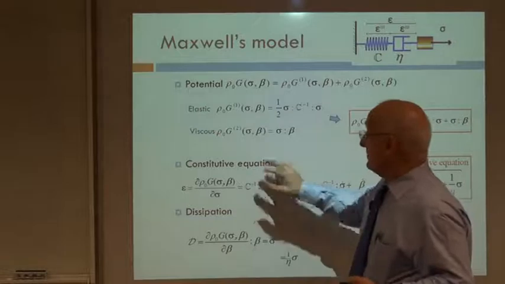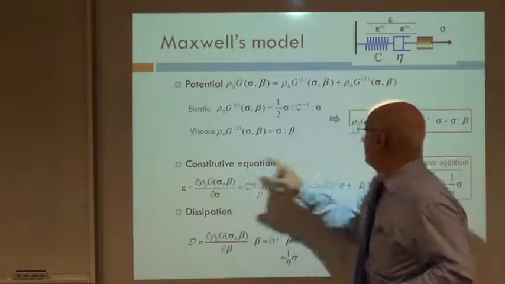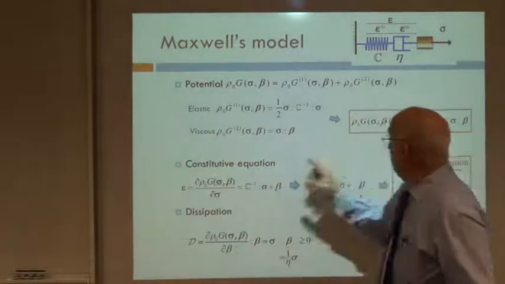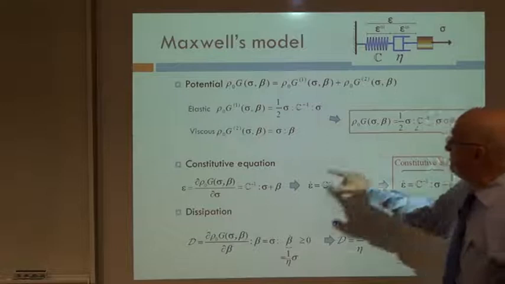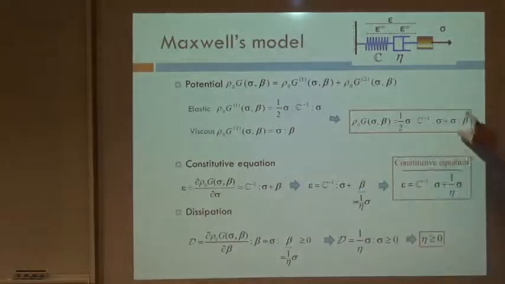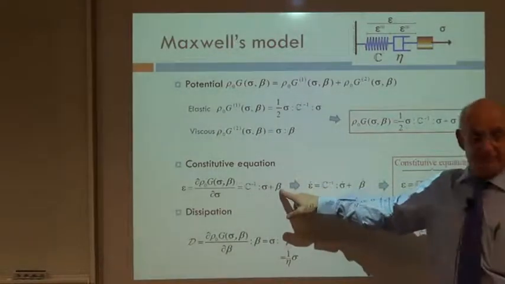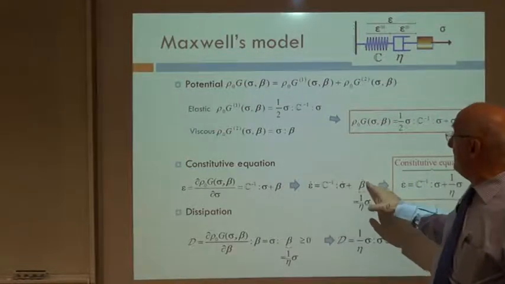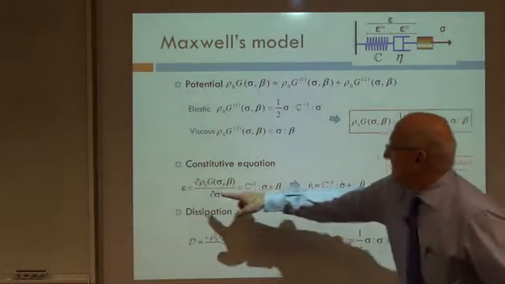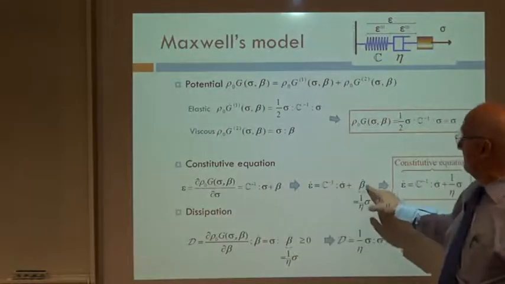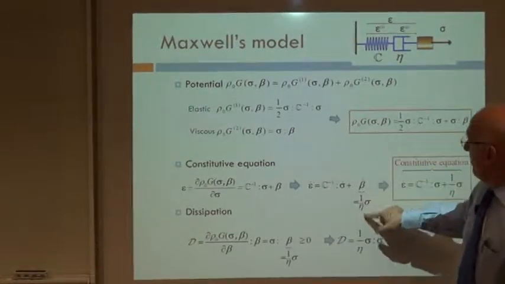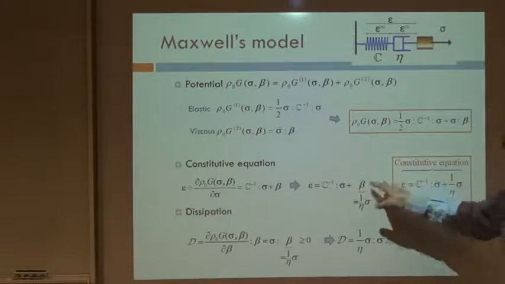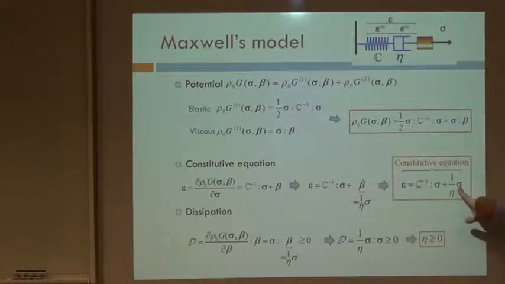What is the constitutive equation? The constitutive equation says that the strains are the differential of that with respect to the stresses, which is C minus 1 sigma, plus the differential of that with respect to the stresses, which is beta. Okay? So epsilon dot is C minus 1 sigma dot plus beta dot, by just taking rates, and beta dot is 1 over eta times sigma, according to the evolution equation. And by arranging this term, I found this constitutive equation.